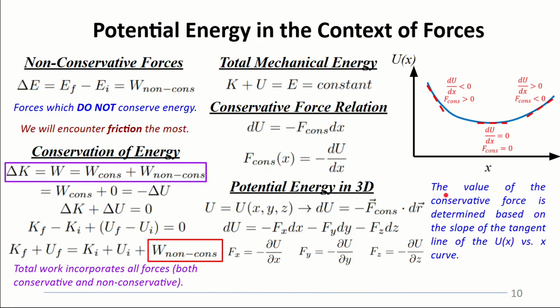And just to sum things up here, we can see that the value of the conservative force is simply going to be determined by the slope of the tangent line of this U(x) versus x curve, but also keep in mind that you need to incorporate that negative sign as well.